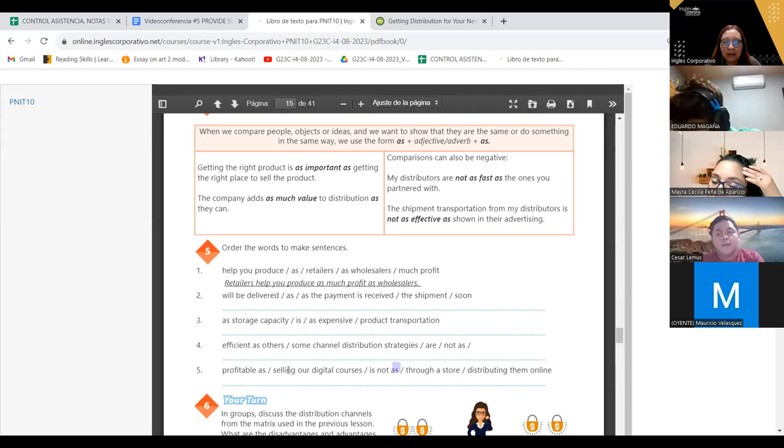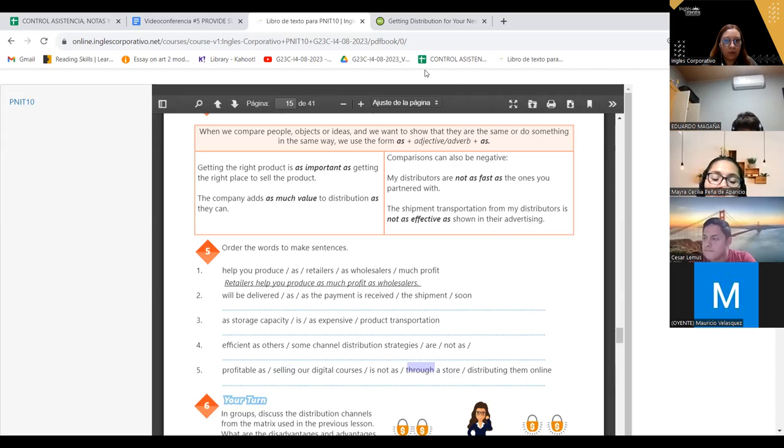I think it says selling our digital courses, distributing them online is not as profitable as through a store. That's what I think. Because digital courses, you can only sell them or distribute them online, right? You cannot distribute them in a normal store because they are not physical, right? That's what I think. All right?